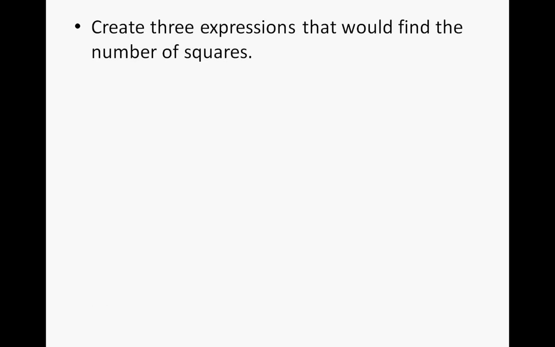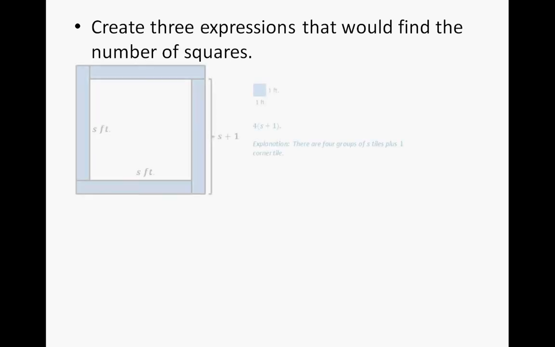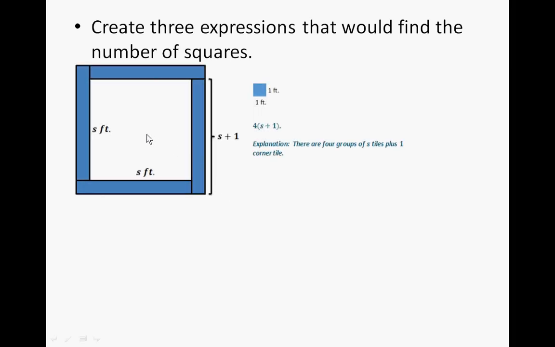So create three expressions that would find the number of squares. Well, you could do 4 times the quantity of s plus 1, because if you take 4 times the sides, and this would be s, whatever the side length is, plus 1. So s plus 1, and then you have this 4 times. So 4 times the quantity of the side plus a corner.